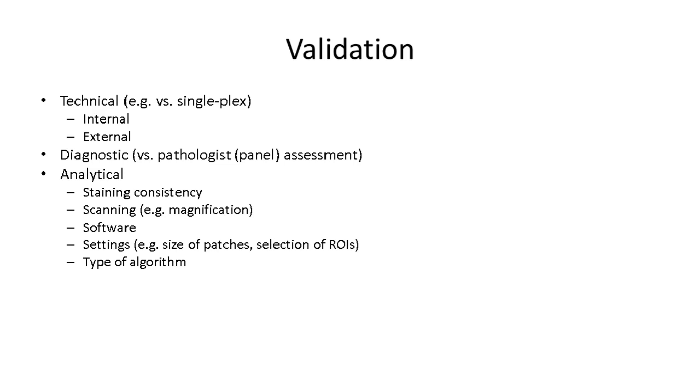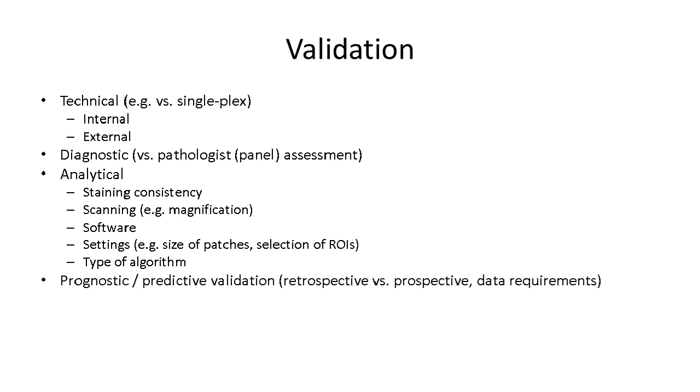Then you have to make sure, if you do that type of analysis, that the staining consistency is right, that you have a good scanner with the right magnification, which is consistent as well. You have to choose the right analytical software, which can produce consistent results. The settings are important. How big are the areas of interest that you look at, for instance? What type of algorithm do you use? So these are all steps that you need to make decisions about, and which can have implications for use of this type of approach in a routine setting further on.